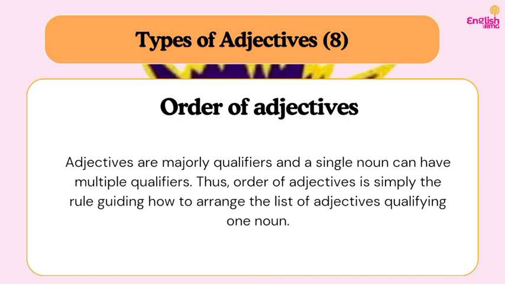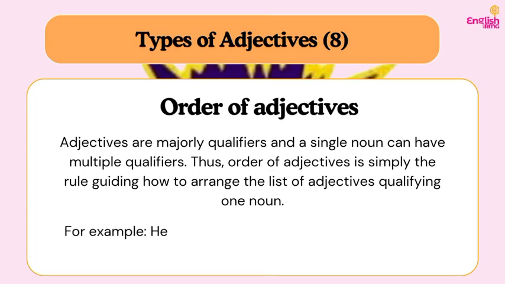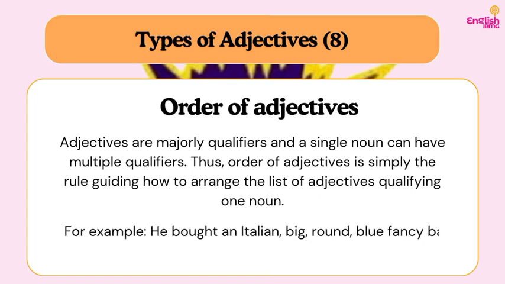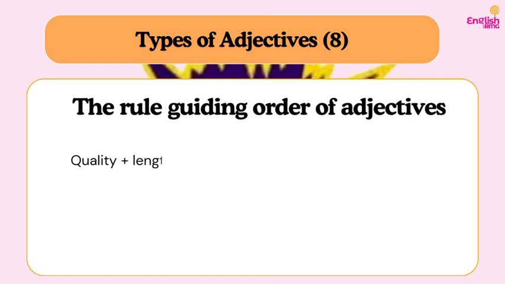For example, I could say that I have a big red pointing shoe. Do you understand? So that's about three adjectives. So how do I arrange them? This is another example: He bought an Italian big, round, blue, fancy bag. So here we have about 4 to 5 adjectives. So do we just pick these adjectives randomly, or is there an order for it? Of course, there's an order and there's a right way to arrange these adjectives.